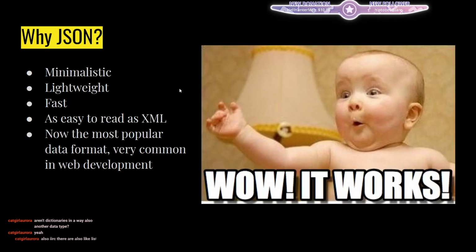So why do we need JSON? It's minimalistic. It's lightweight, it's fast, easy to read, and it's the most popular right now. Aurora said that there are also lists or arrays in between. Yes, of course there are. That goes without saying. It's obvious.